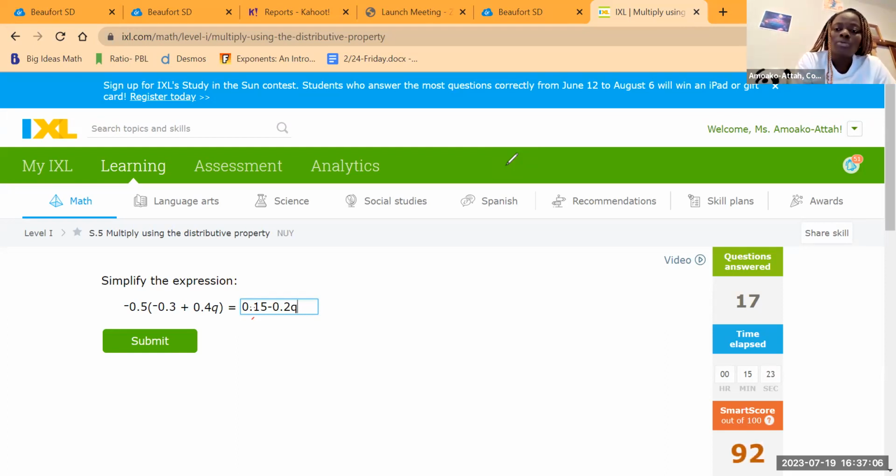Sorry, guys. So we have the expression negative 0.5 times negative 0.3 plus negative 0.5 times negative 0.4. When you multiply these ones, the negative and the negative attached to the 0.5 and the 0.3 should give you a positive answer. Then the negative attached to the negative 0.5 times 0.4 should give you a negative answer, negative 0.2. So this should give you a final answer. I hope we are correct.